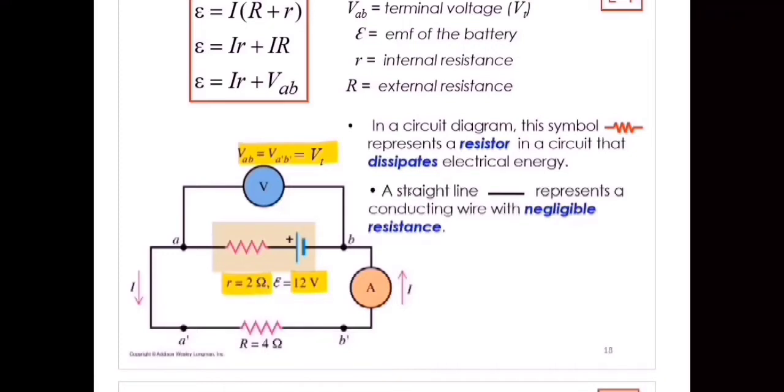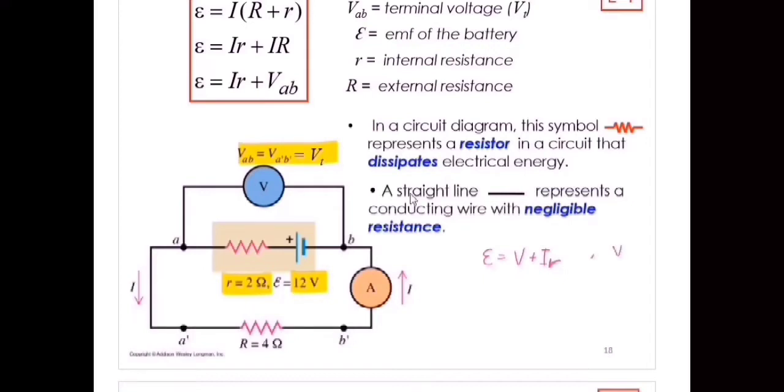Therefore, we get this equation where EMF equals the terminal voltage plus Ir, where I is the current that passes through and small r is the internal resistance. So when we add up the terminal voltage and Ir, we will get the EMF.